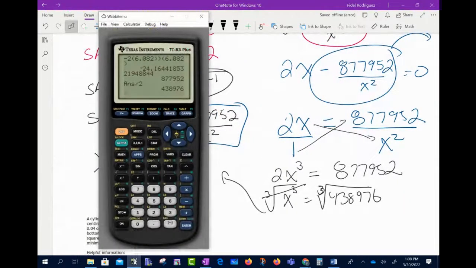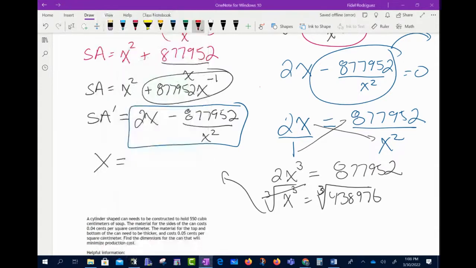Okay, so let's do this with our calculator. Let's do the x to the 1/3. So we're going to take our answer and we're going to raise it to the power 1/3. And hopefully we come up with a nice, pretty number. Hey, very nice, right? 76. Man, we couldn't get a prettier number than that.